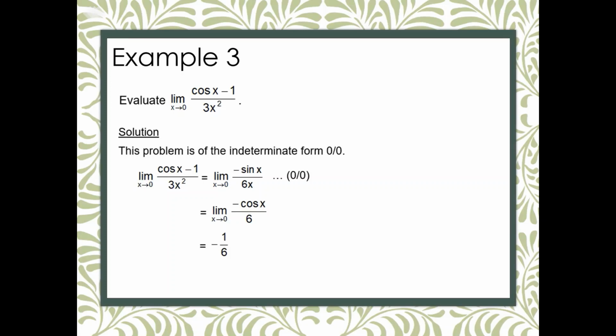Now, refer to example 3. By direct substitution, it leads to 0 over 0 form. Differentiate cos x minus 1 is negative sin x, and differentiate 3x squared is 6x. Replace the x with 0 and simplify, it still leads to 0 over 0 form, meaning you need to apply the L'Hopital rule once again. Differentiate negative sin x is negative cos x, and differentiate 6x is 6. Replace the x with 0, you will obtain negative 1 over 6 as the final answer.